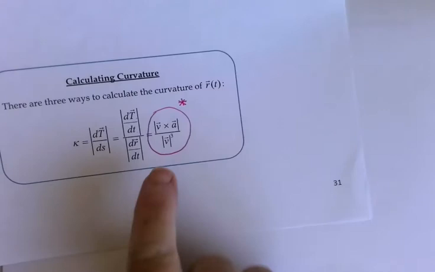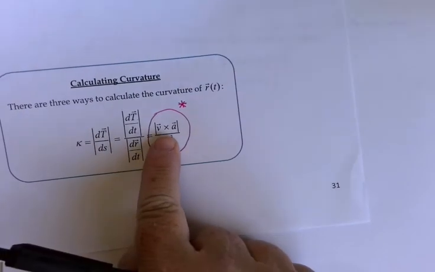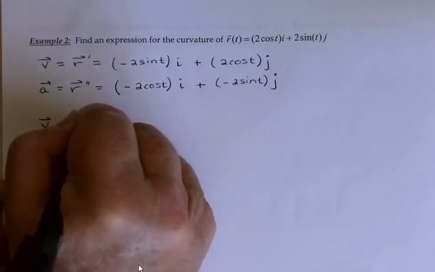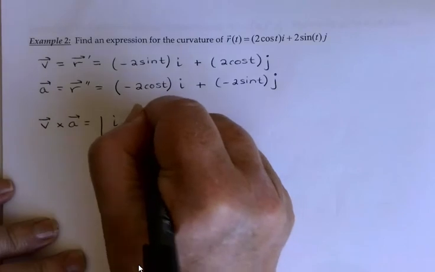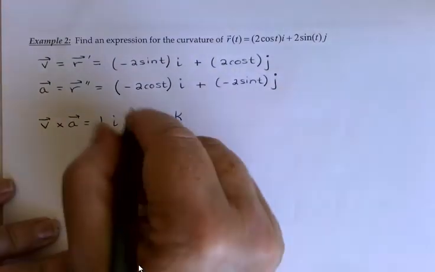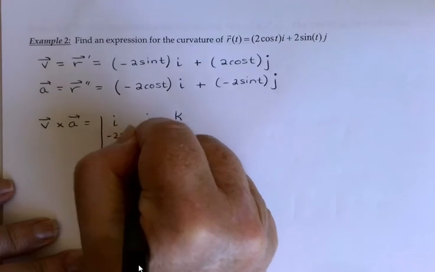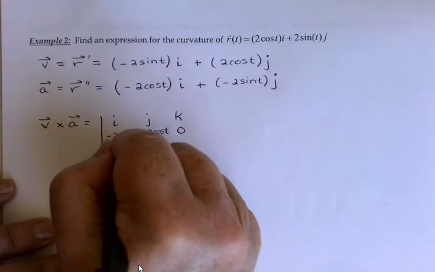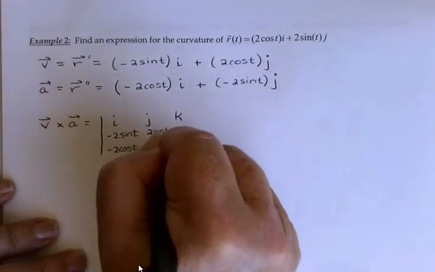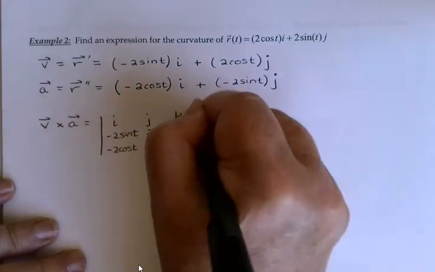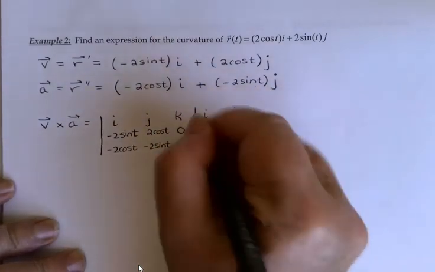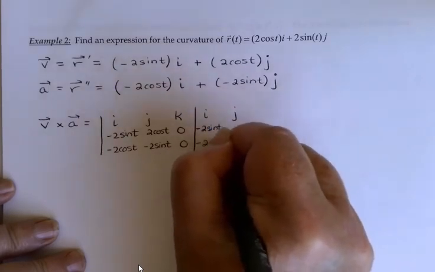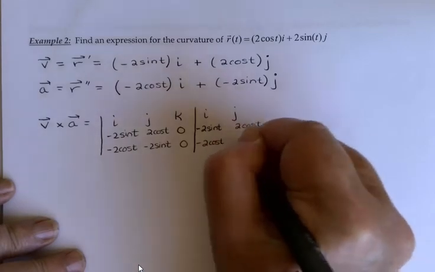In order to use my curvature formula, I'm going to need the cross product of v and a. So let's do v cross a. Now I do have to have a three-dimensional cross product, so I'll put zeros in for the k's. And notice that even though I have functions instead of just numbers, I can still do my cross product. However you're doing your cross product, the same method still applies.